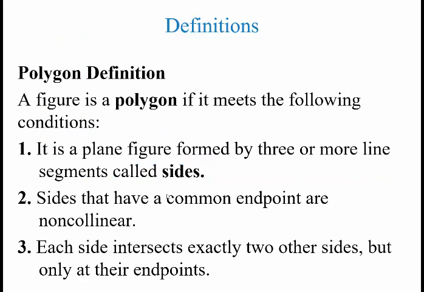All right, so some definitions. A figure is a polygon if it meets the following conditions. What is a polygon? Well, first off, it's a plane figure formed by three or more line segments called sides. The sides that have a common endpoint are non-collinear. What that means is that the sides don't follow a straight line. And each side intersects exactly two other sides, but only at their endpoints.